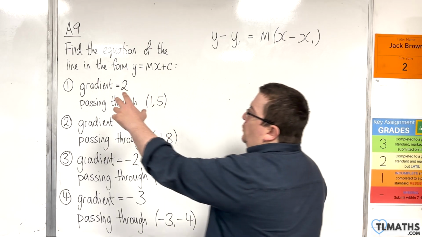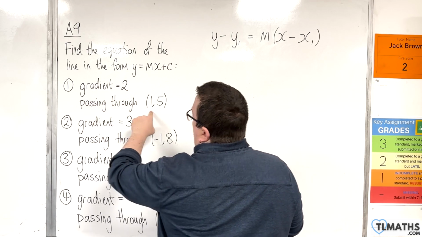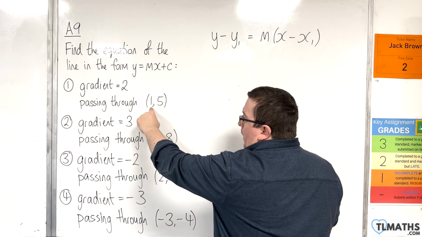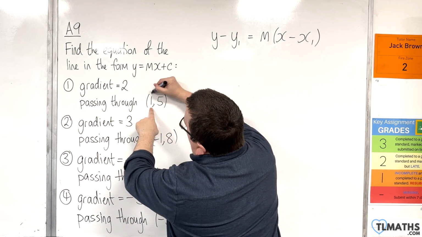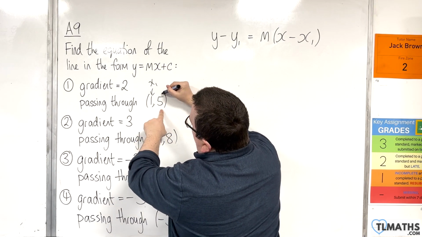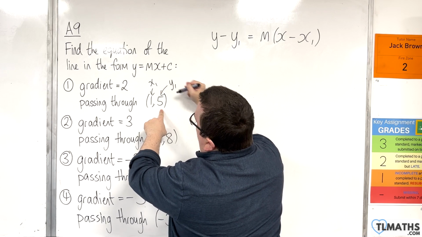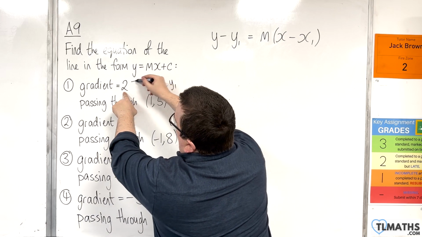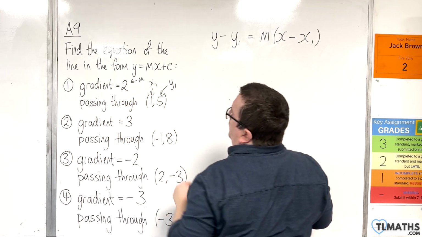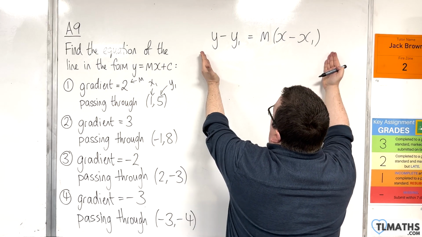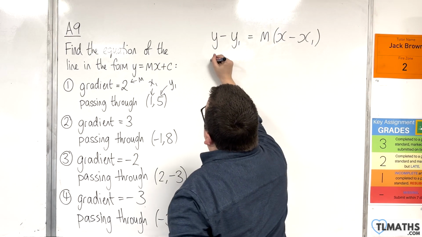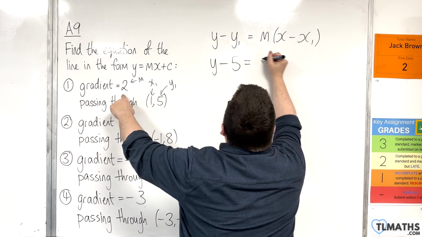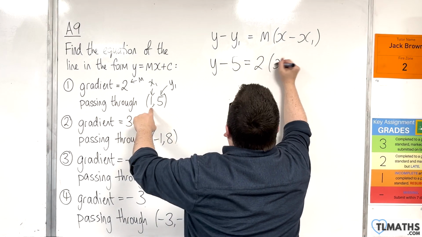So, first of all, gradient is 2 and it passes through (1, 5). So the 1 is the x1 and the 5 is the y1. Okay? And the gradient is 2, so that's your m. So we can substitute all that information straight in. y minus y1 is equal to m(x minus x1).